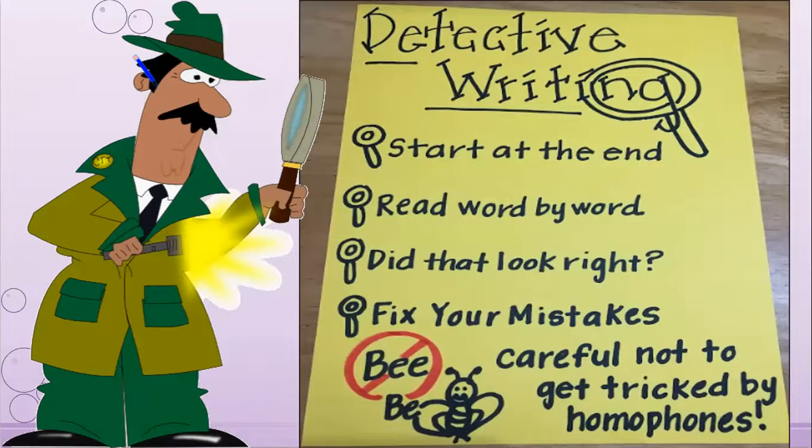We also want to be careful not to get tricked by homophones. An example of a homophone is be. Be can either be a word that you use in a sentence or it can be the insect, the bee that has the little stinger on it, okay? So we want to be careful that we don't get tricked by those homophones when we're being detectives of our writing. So I'm going to show you how to do that with my paper about a wasp that I wrote for my personal narrative.